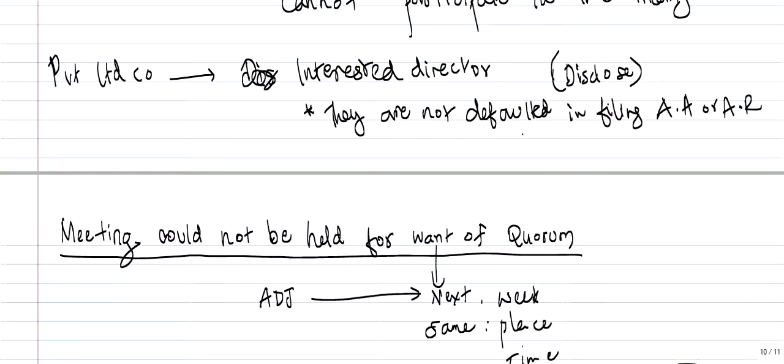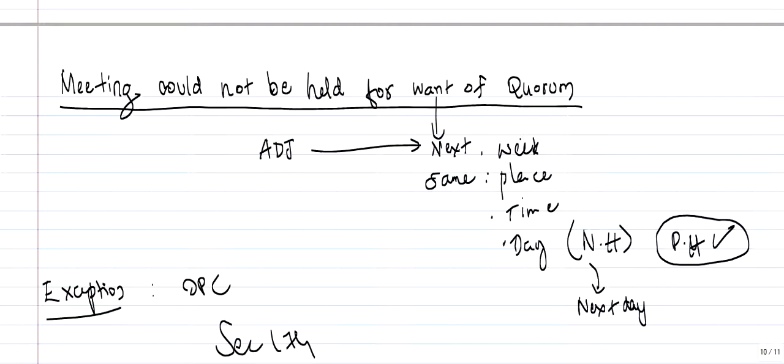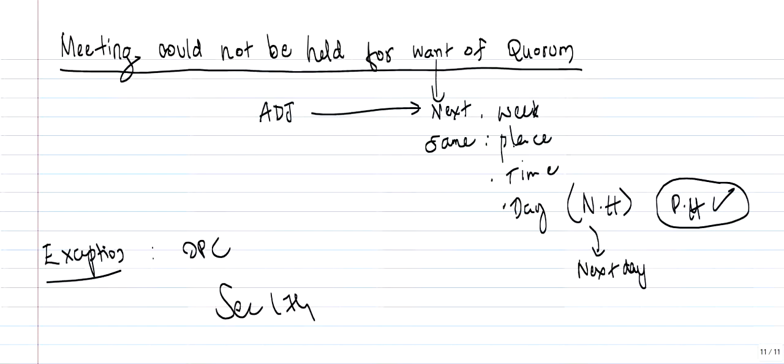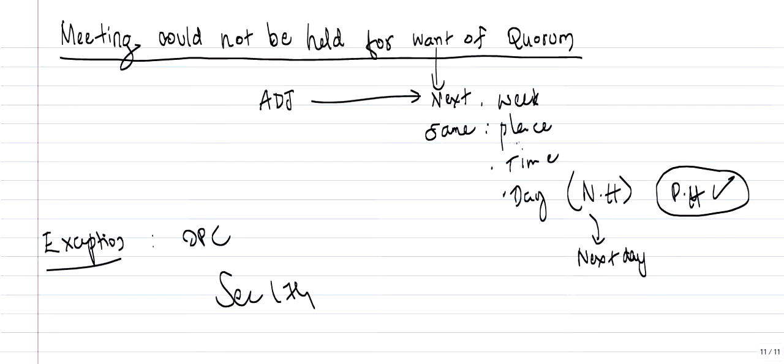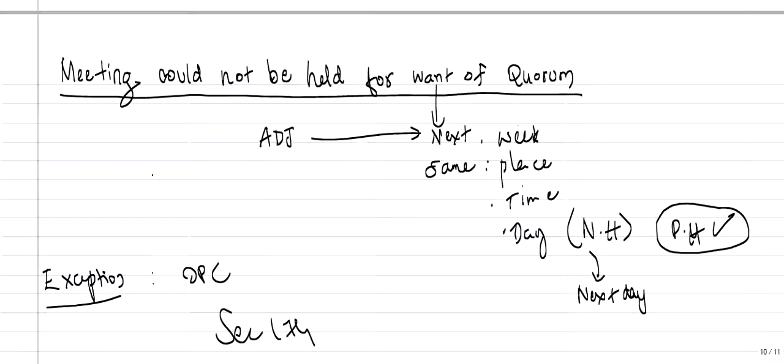Meeting could not be held for want of quorum. Adjourn to next week, same place, same time, same day. National holiday cannot be done. Public holiday can be done. Exception: OPC, section 174. Thank you.